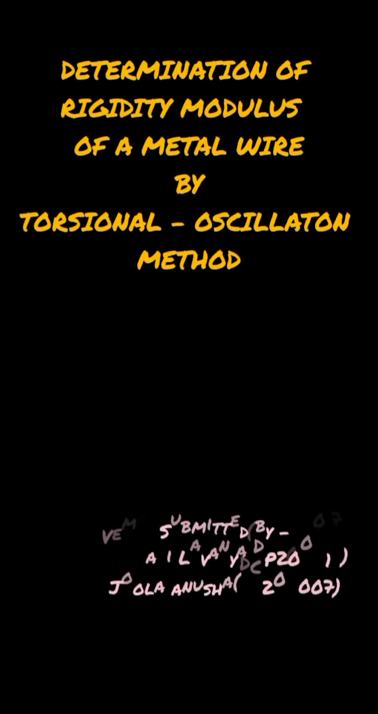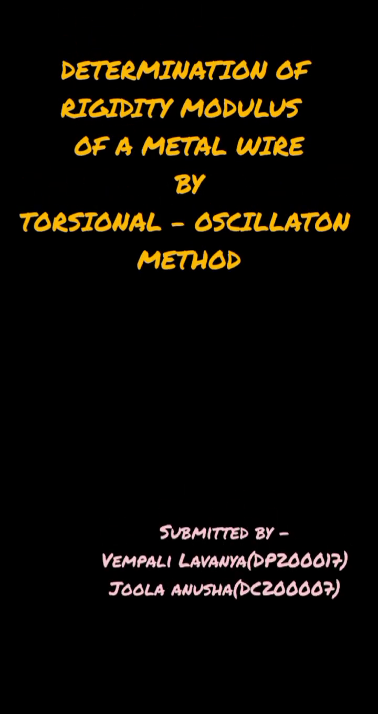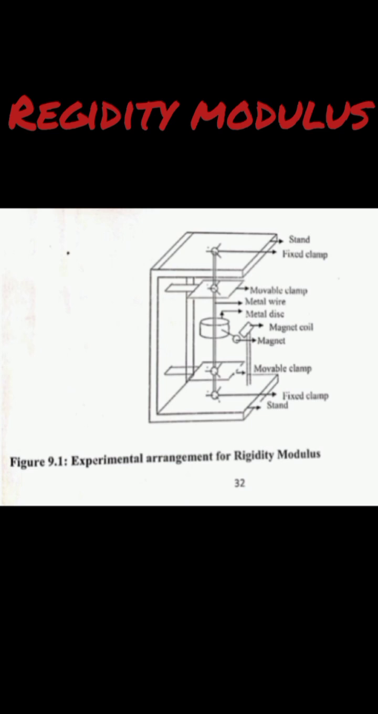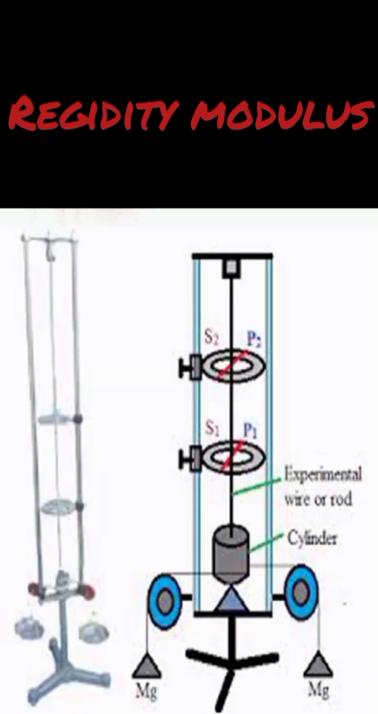Hello guys, so our experiment is determination of the rigidity modulus of the material of a metal wire by torsional oscillation method. Aim of the experiment is to determine the rigidity modulus of the material of a given metal. Now coming to the definition of rigidity modulus, it is also called the shear modulus. It is the measure of a material's ability to resist deformation under shear stress. It quantifies how much a material deforms when subjected to a force parallel to its surface.